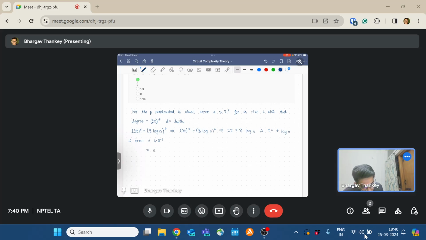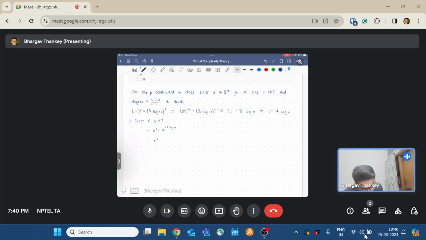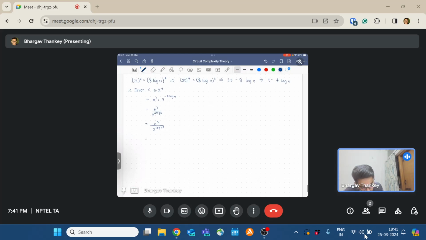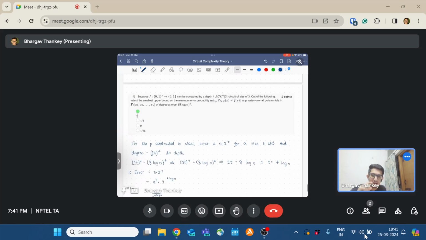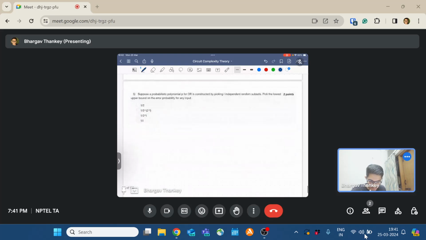Now S in this case is n cube. So 2 to the minus 4 log n. So this is n cube over 2 to the 4 log n. I can take the 4 inside the log and make it the power of n. So 2 to the log anything is that number. So it's 1 over n. Is this fine? And then let's look at the next problem.